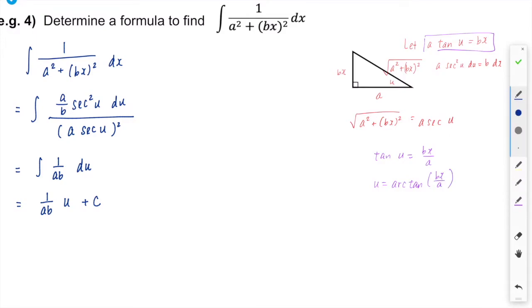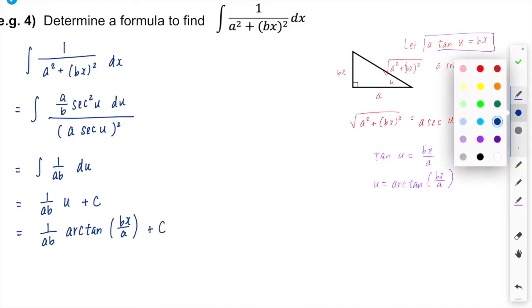So here, 1 over ab arctan bx over a plus c. Okay? Your formula booklet shows a simpler version, without that coefficient b in front of x, basically. And let me write down its version here.